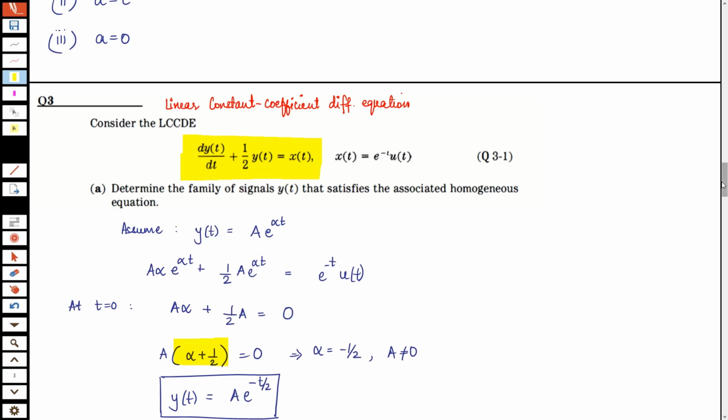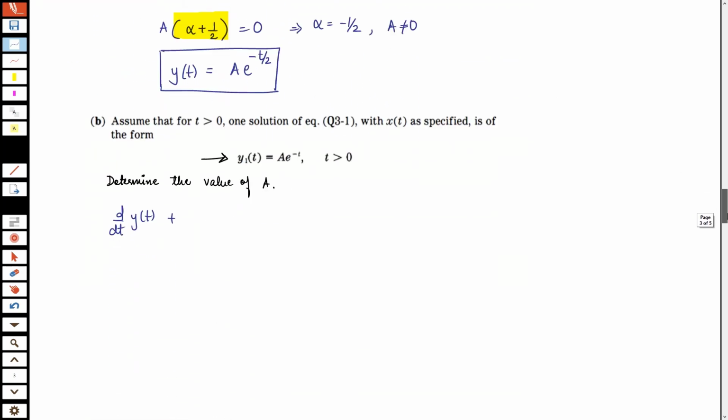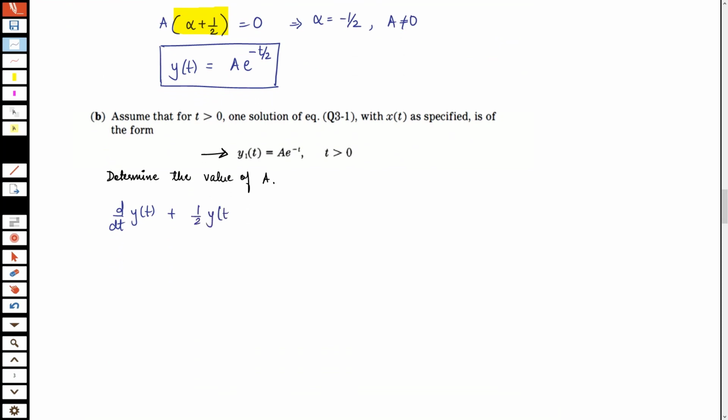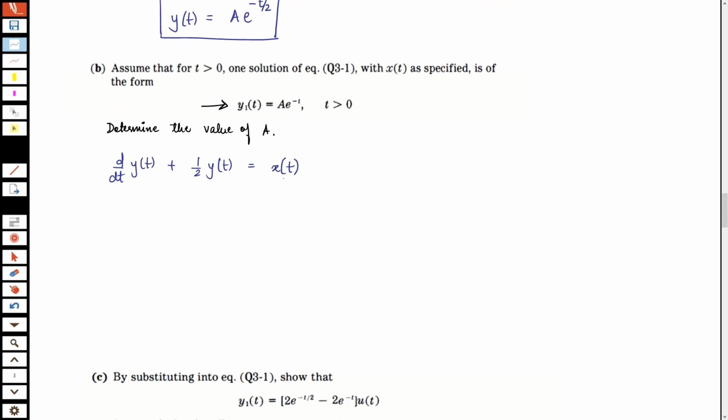So we'll plug in this y(t). We're basically saying that d by dt of y(t) plus half y(t) equal to x(t). When you plug in this possible y(t), it should still result in x(t), right? So we need to determine the value of A for this condition. So let us plug in. For the first term, you would get minus A e to the power minus t, the derivative of this, plus half A e to the power minus t.